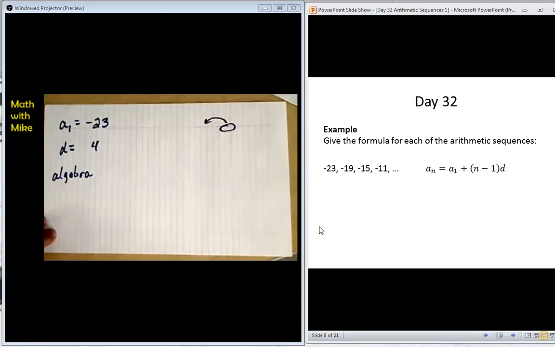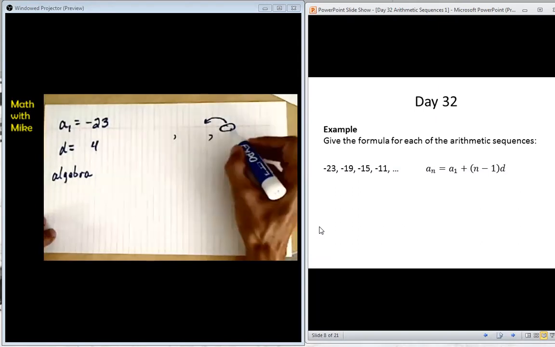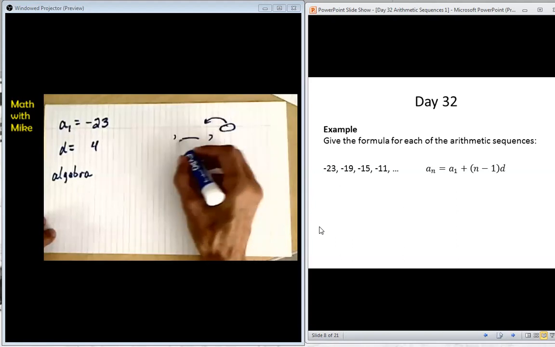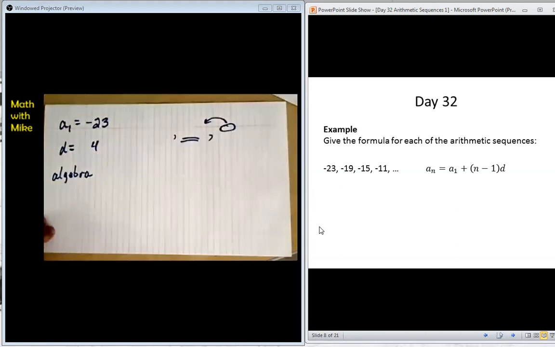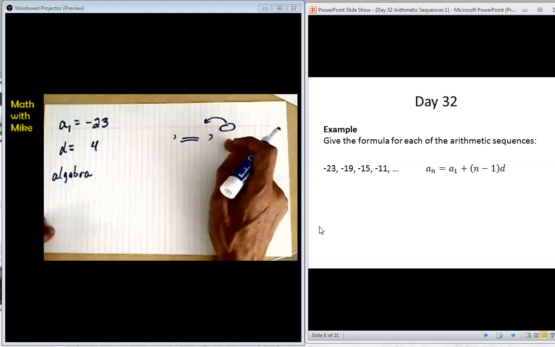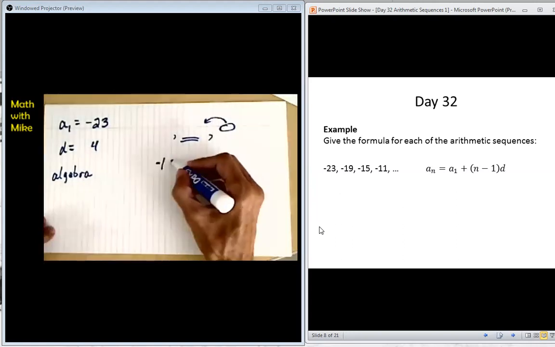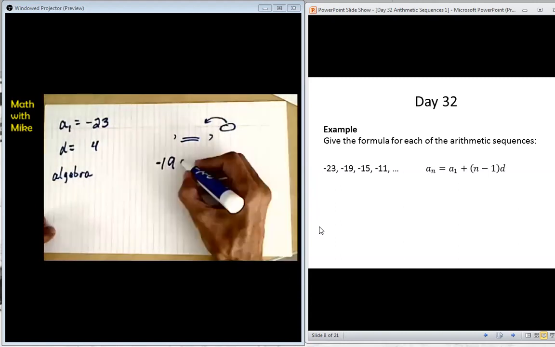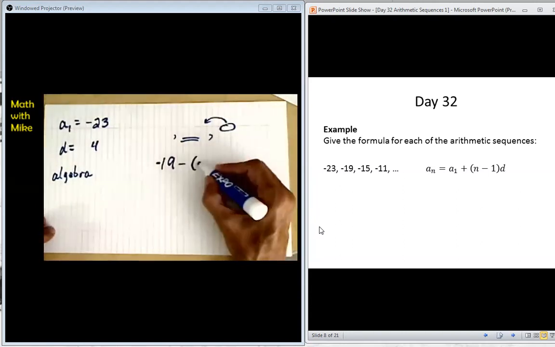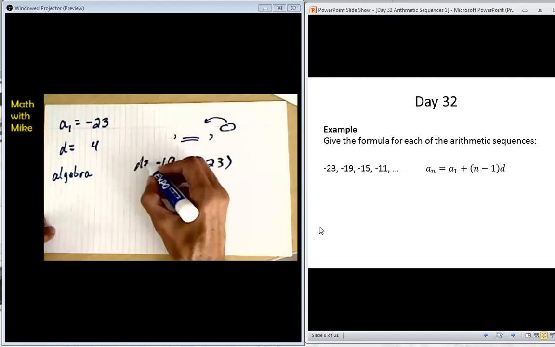You have your list of numbers. You choose one of them and subtract the number that's in front of it. So you can't choose minus 23 because there's nothing in front of the minus 23. So let's choose another number. We can do this one. Let's choose minus 19, right? And what number is in front of minus 19? So you subtract minus 23. That's what d is going to equal.